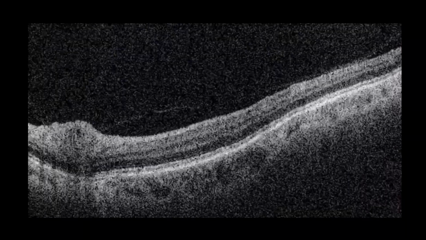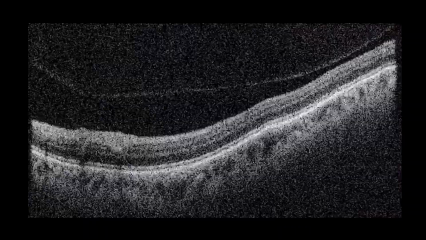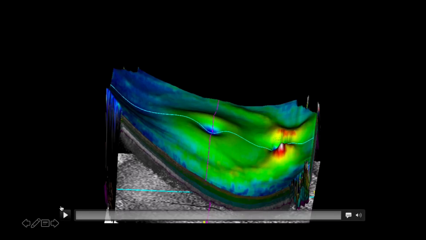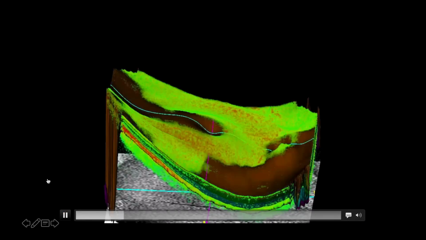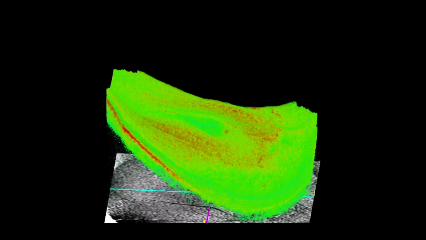capture 12 by 9 millimeters and produce volumetric OCT, which is very useful to study the extent and distribution of macular pathologies, along with the status of the vitreous and its adhesions or tractions to the retinal surface. And this can be very handy when planning a pars plana vitrectomy.